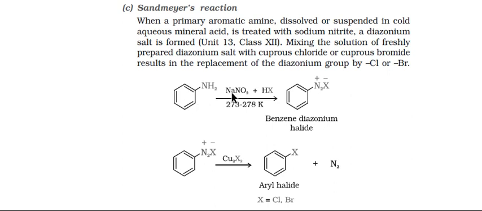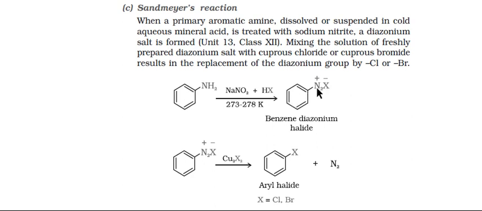If aniline is allowed to react with NaNO2, sodium nitrite, plus a hydrogen halide like HCl or HBr or HF, then it will give benzene diazonium halide. This one is benzene, the N2 plus group is known as the diazonium group, and X minus is the halide. If we use HCl here, then benzene diazonium chloride. If we use HBr, then benzene diazonium bromide.